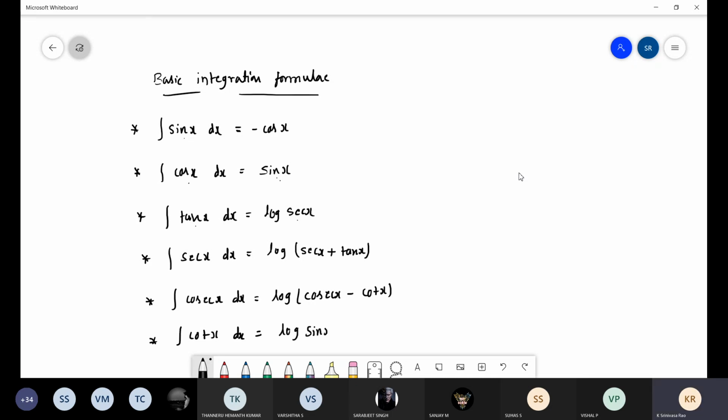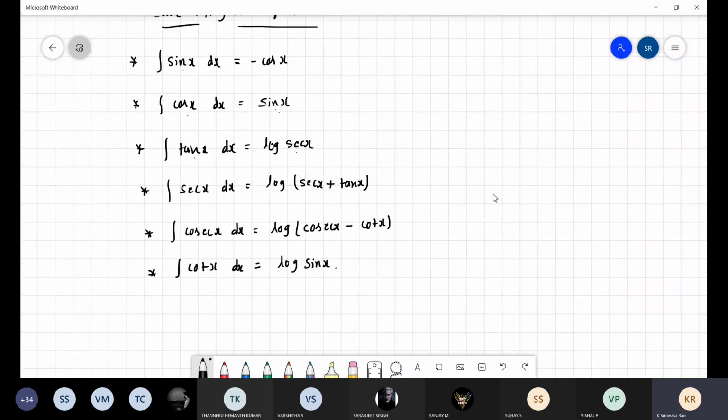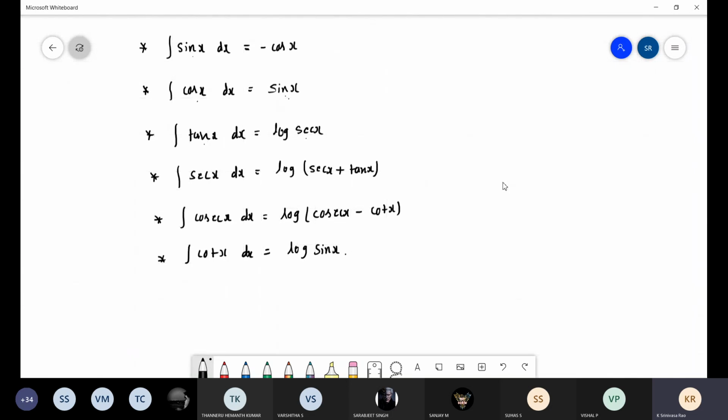Because if you differentiate log sin x, it is 1 by sin x, and the differentiation of sin x is cos x, so cos by sin you will get cot. So these are the 6 very important integration formulas of trigonometric functions, sin to cot. And we have the usual x power n dx, which is x power n plus 1 divided by n plus 1. This is the very basic formula.